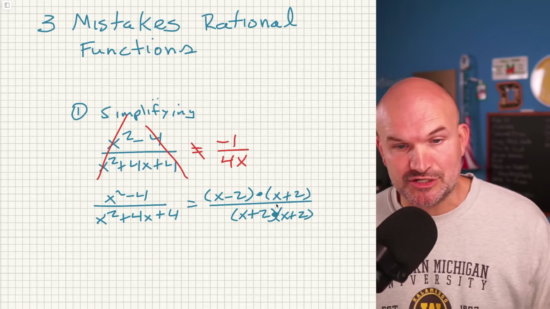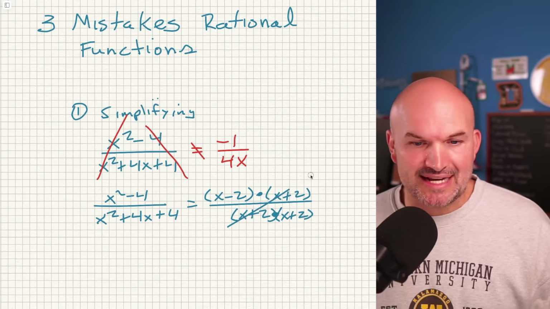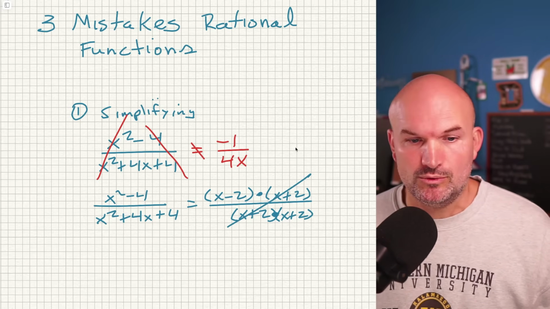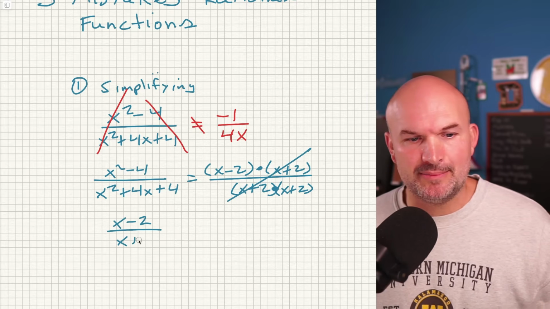So now, hopefully you guys can see, those are multiplied, right? Those are separated by multiplication. Now I have these expressions separated by multiplication. Now I can say that those are going to divide to 1. So now I'm going to have a final answer of x minus 2 divided by x plus 2.